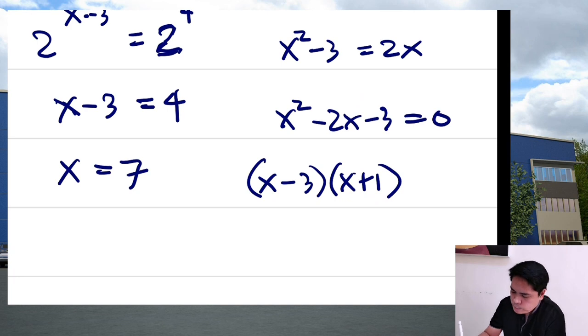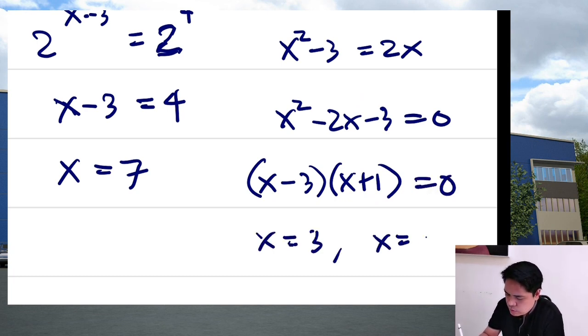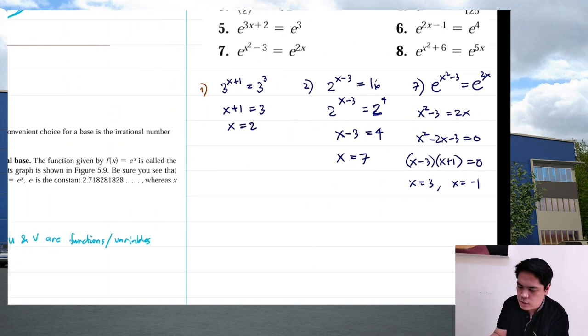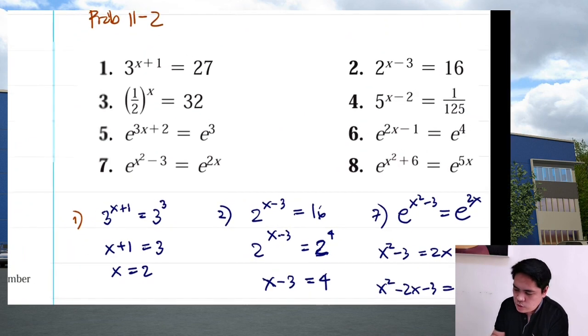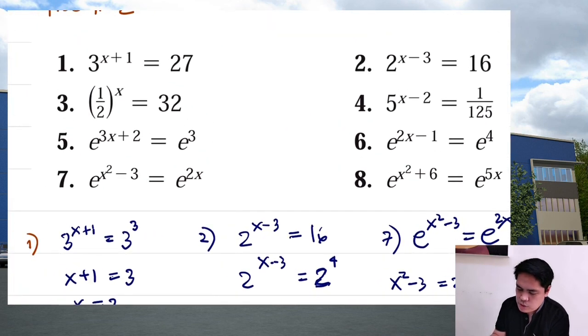So, okay. Equal to 0. So, therefore, x is either 3 or negative 1. So, if x minus 3 is 0, that's x equal to 3. And if x plus 1 is 0, so x is equal to negative 1. Very easy. So, the other problems here, just solve by yourself kasi medyo easy lang naman.